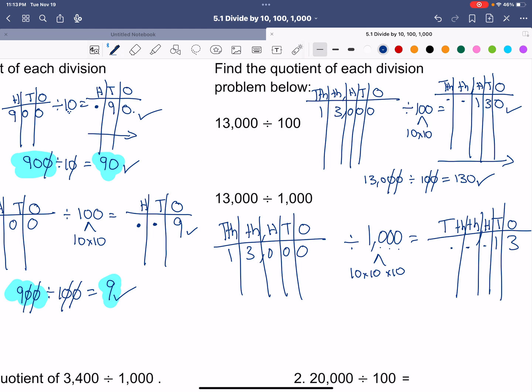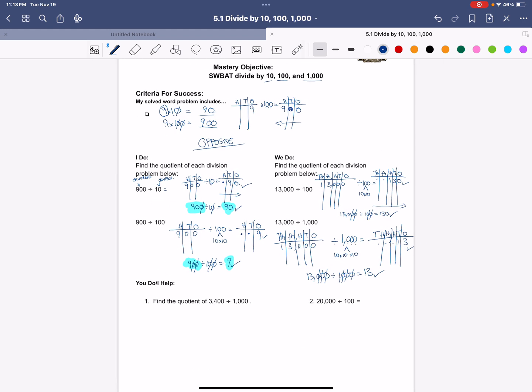Let's double check that that's correct. 13,000 divided by 1,000. All right, in my divisor I have 1, 2, 3 zeros. In my dividend, I'll take away 1, 2, 3 zeros. I'm left with 13. That is correct. Well done, class. You should be ready to start your independent practice now.